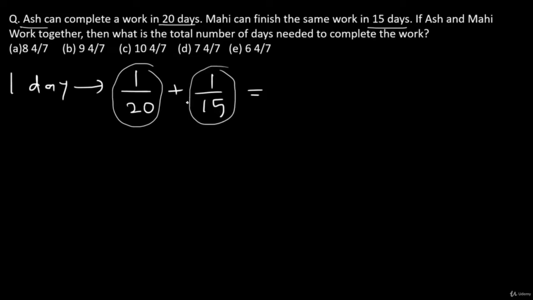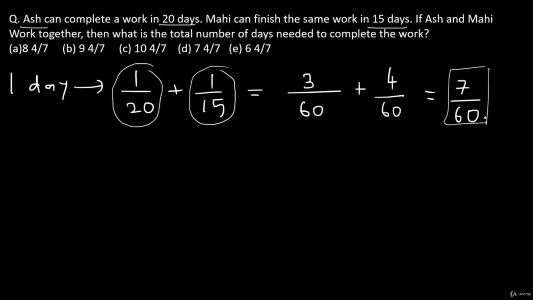So together, it would be 1 by 20 plus 1 by 15. That's equal to 7 by 60 of the work. So in one day, they'll complete 7 by 60 of the work. So how many days will be needed to complete the whole work? That would be 1 unit, right? So that would be 60 by 7.